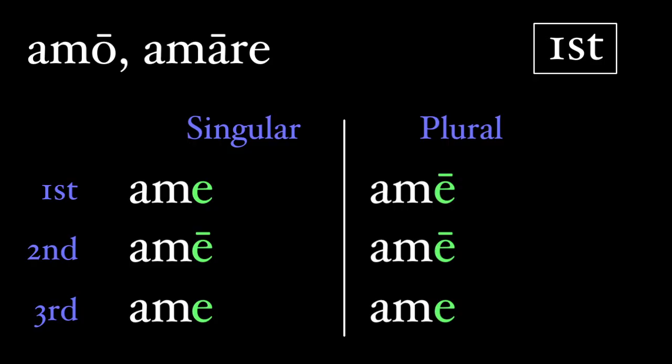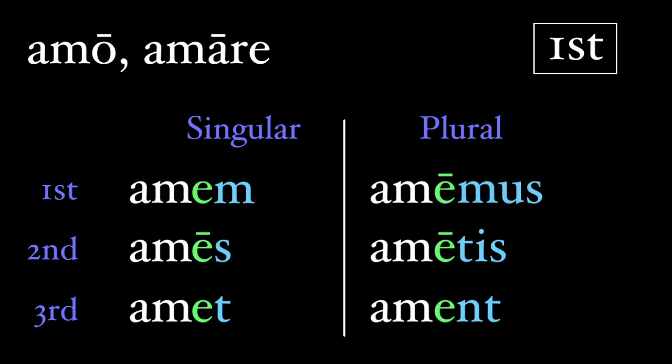And notice we do this for all six forms of the verb, including the first person singular. And then we add our personal endings, the -m, -s, -t, -mus, -tis, -nt. And so there we have it. Amem, ames, amet, amemus, ametis, ament.